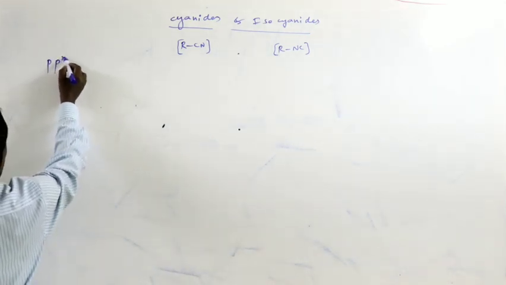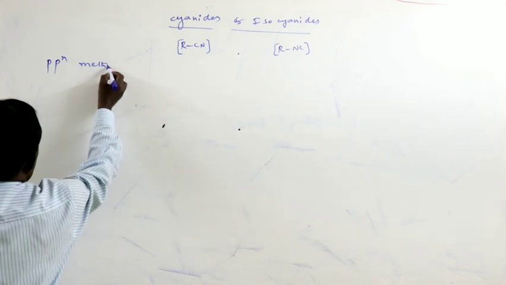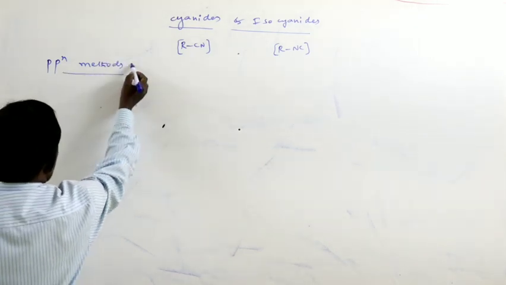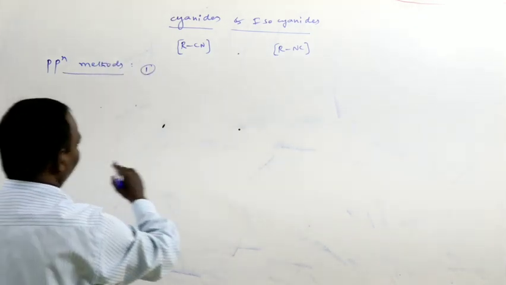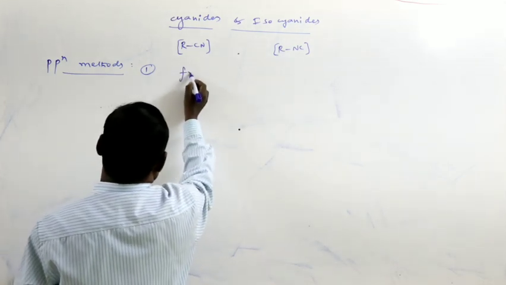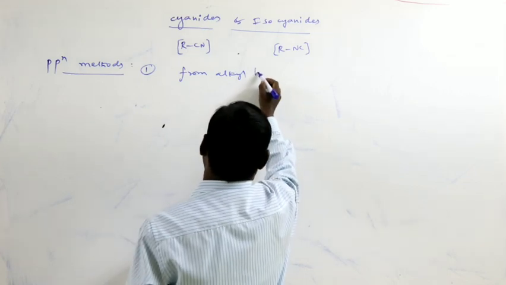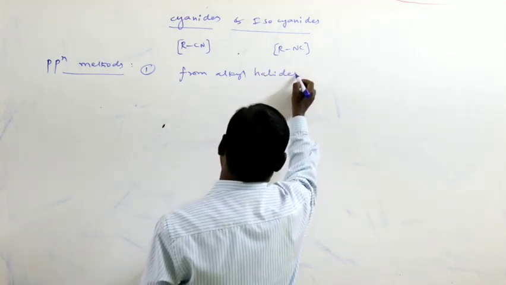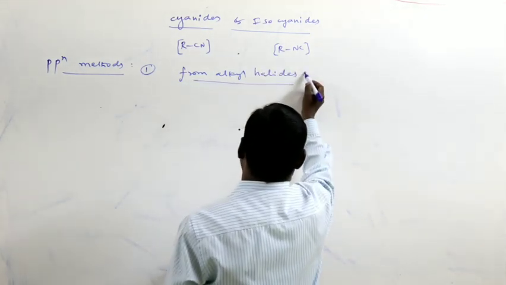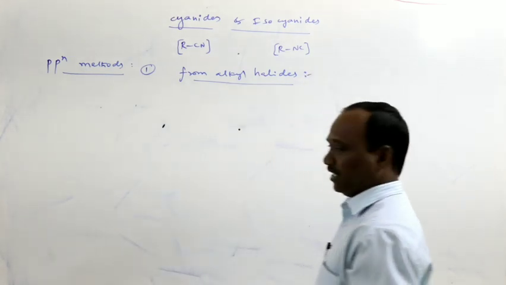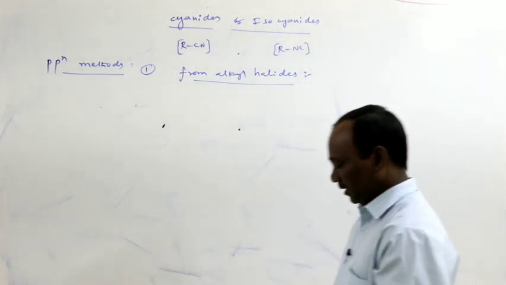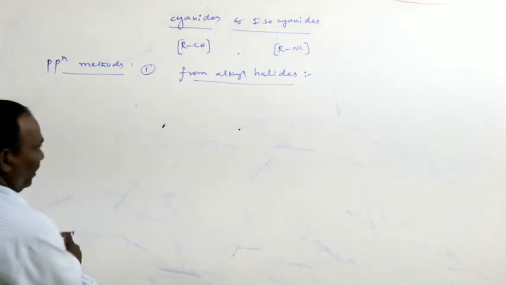Preparation methods of cyanides and isocyanides. First method, from alkyl halides. Preparation of cyanides and isocyanides from alkyl halides.